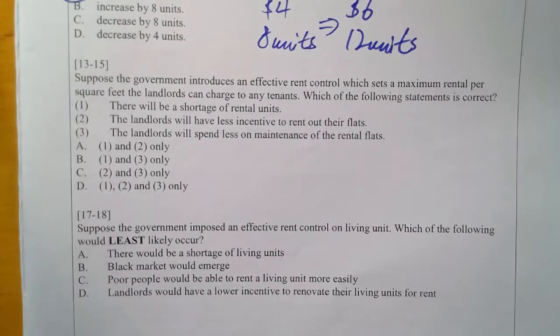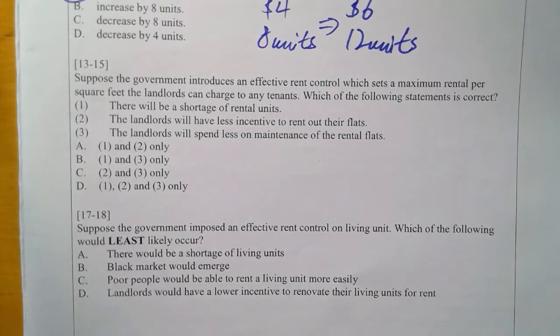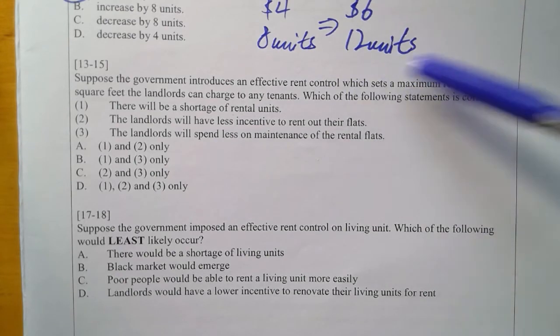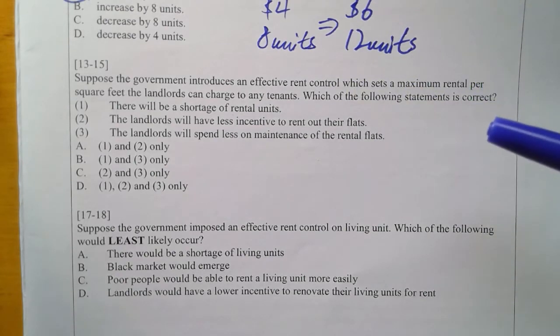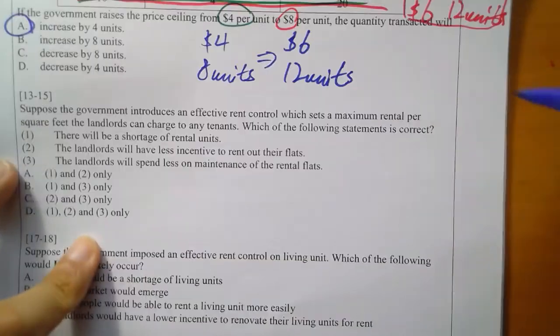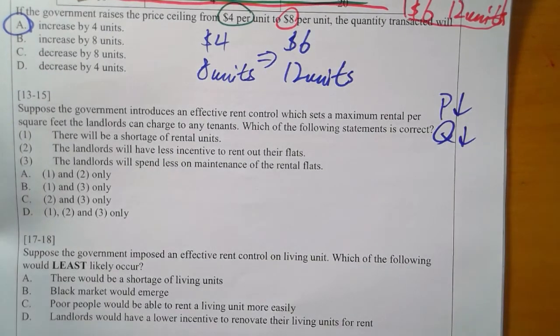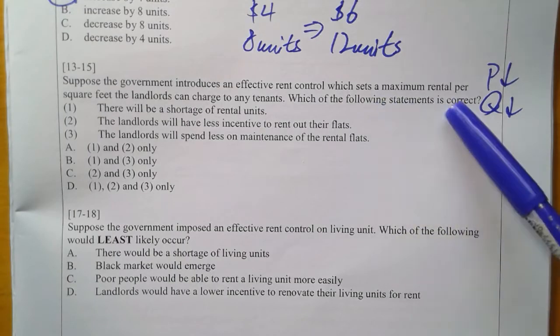Now, moving on to, I think it's the last 2 MCs. Here, now suppose the government introduces an effective rent control, which sets a rent control maximum, right? So what happens with effective rent control? Remember, price would go down, quantity would also go down, right? This is the thing that we know. Now which of the following statements is correct?